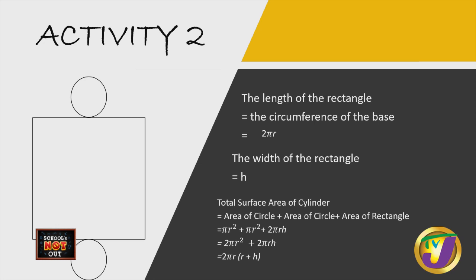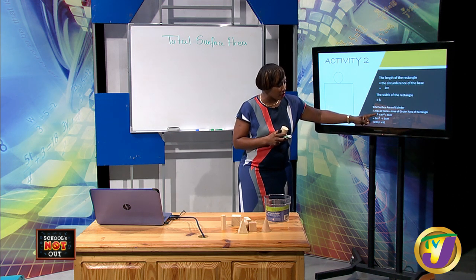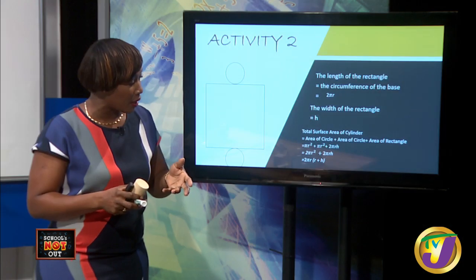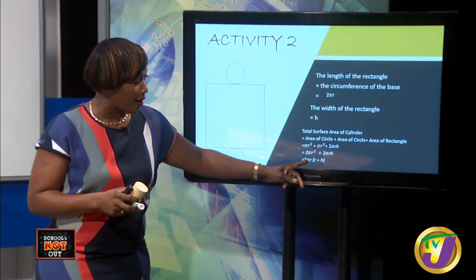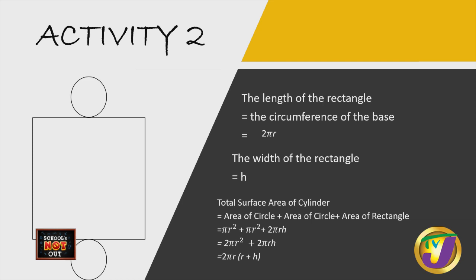So if we were to simplify what we have here, we would have 2 pi r square, because we have pi r square here, plus another pi r square. When you add those, you'd get 2 pi r square plus 2 pi r h. And if we were to factorize what is common between these two terms, our expression would be 2 pi r, and what we'd have left is r from here and h from there. So this now becomes your simplified formula for finding the total surface area of your cylindrical gas tank.